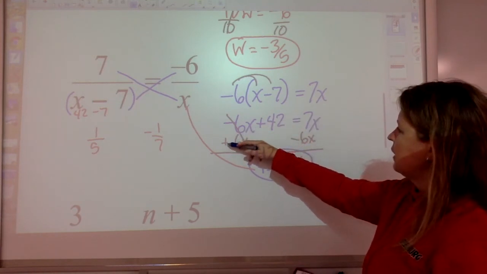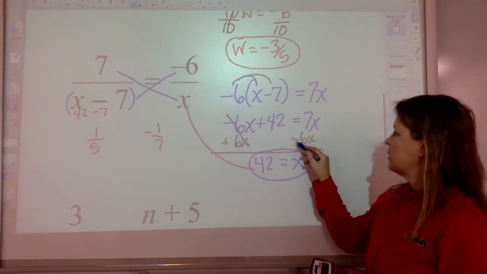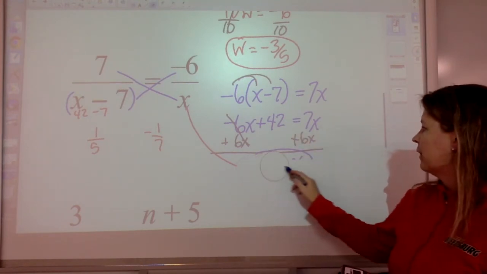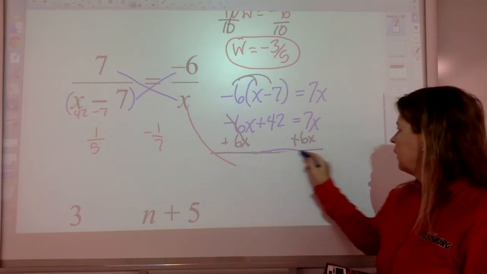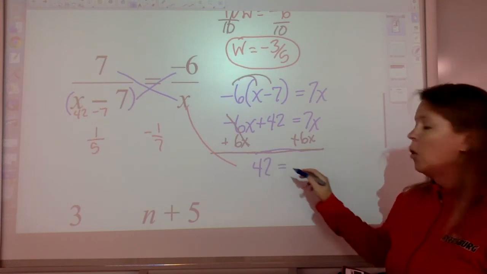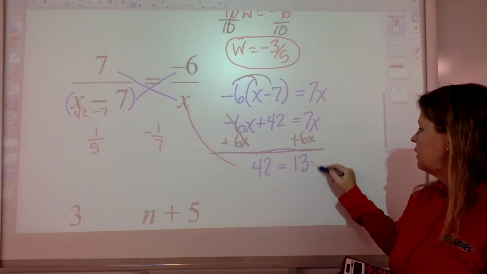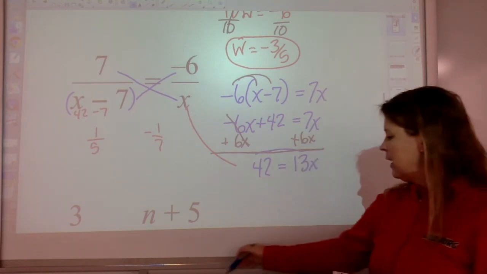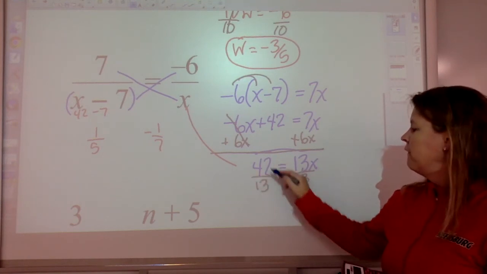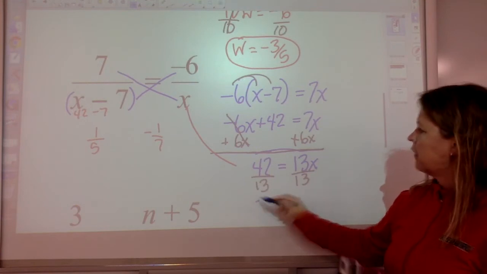Right here I put plus 6x. And then right here for some crazy reason I put minus 6x. That should be a plus 6x. I'm going to back this up. If you did it right, good job. Feel good about that. Hopefully you didn't change it and try to match mine. 7x plus 6x is 13x. Take 13, divide it. 42 divided by 13 is 3, I think.